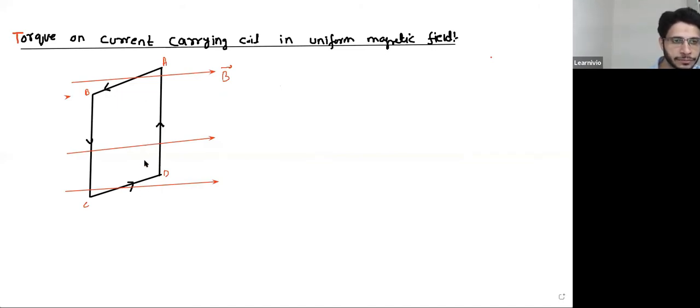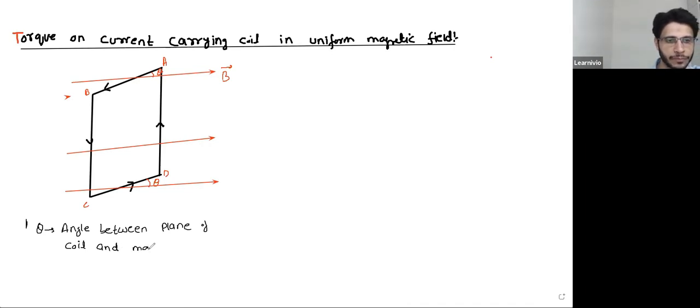This angle is theta. Theta is the angle between the plane of the coil and the magnetic field. So the angle between the plane of the coil and the magnetic field is theta.